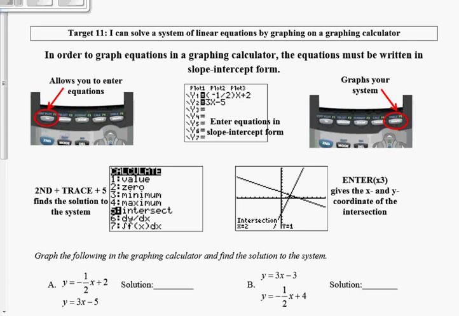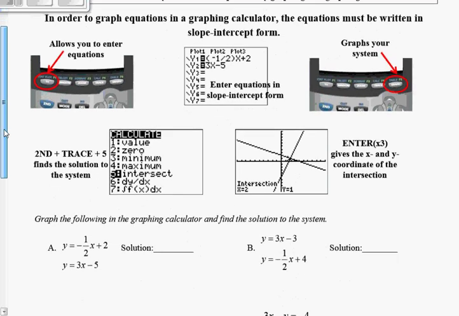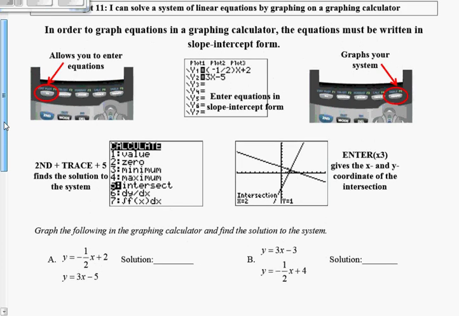When you try to solve two equations on your graphing calculator, the one thing we have to remember is our equations always have to be in slope-intercept form, or that y equals, otherwise your calculator does not know how to graph them. So let's look at A here. We want to graph the equation -1/2 x plus 2 and 3x minus 5. When we graph them, remember, just like we did in the beginning of the unit, we're going to look where those two graphs intersect.